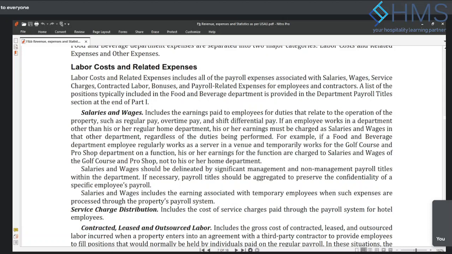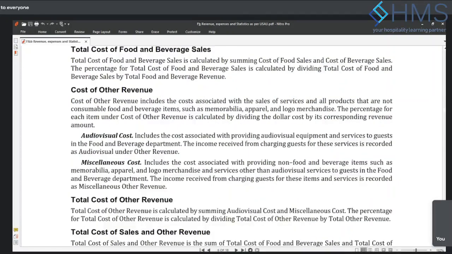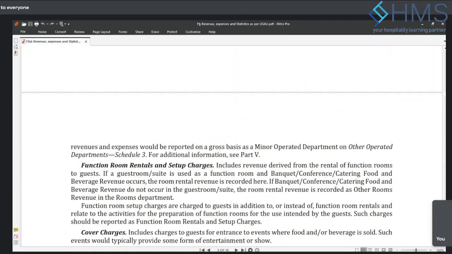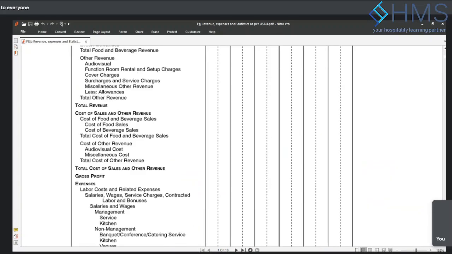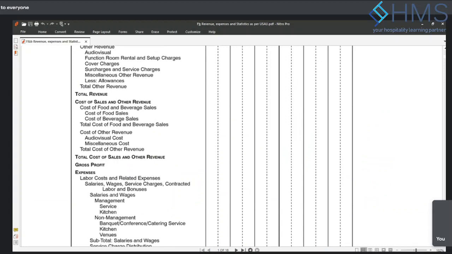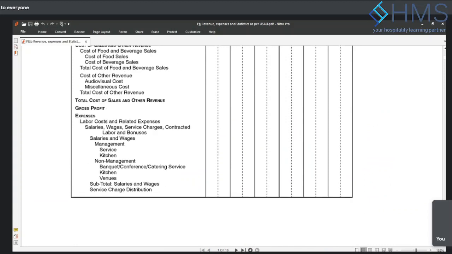Here, usually we split the management and non-management. Management will include your executive chef, your F&B director, F&B managers, and the non-management staff would be the other chefs. So there are two things that you have to separate out. Usually, if you see the profit and loss statement, you will see the labor cost is divided into management, kitchen, and service, and non-management also by outlet. So the banquet, catering, conference, catering service, kitchen, and venue separately.